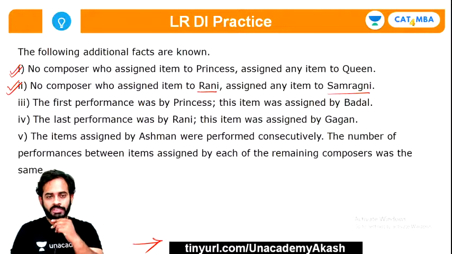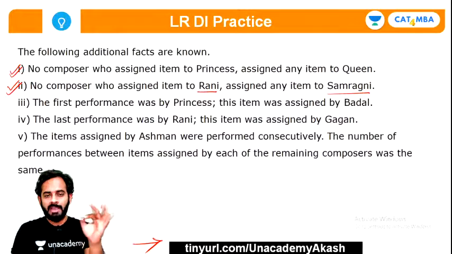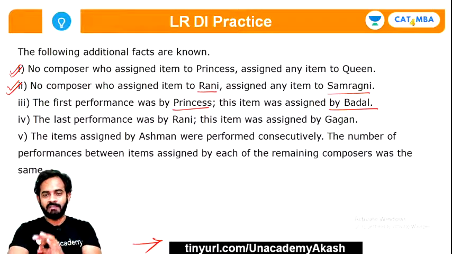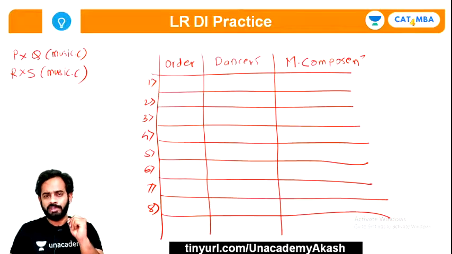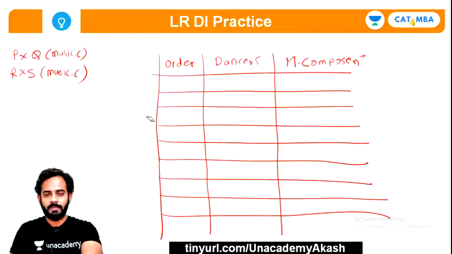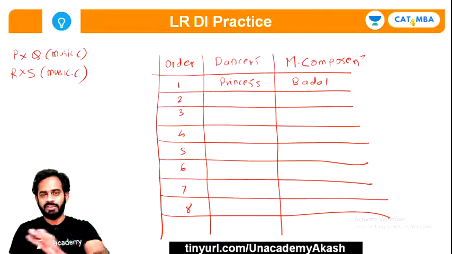So the third clue is: the first performance was by Princess, and this item was assigned by Badal. Now what can I write over here? Give me a minute. Order 1, 2, 3, 4, 5, 6, 7, 8. So first was Princess, and it was assigned by Badal. Very simple.